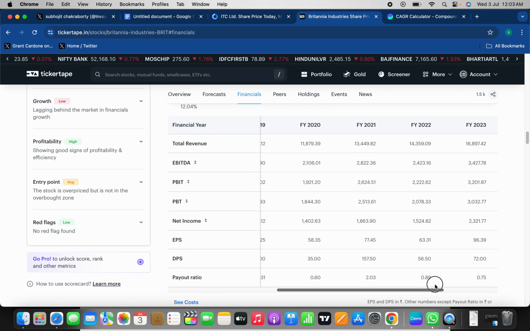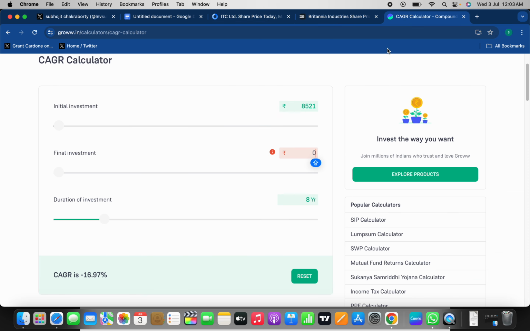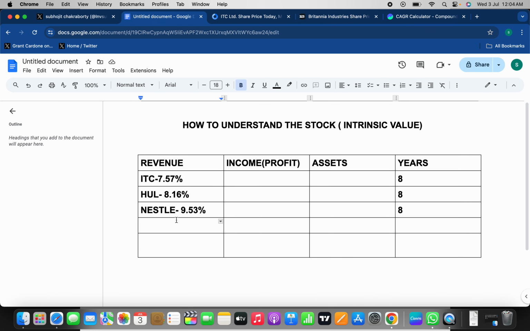Next, 16,897. So 16,897 in 8 years, how much is it? 8.93%, correct? 8.93%. This is Britannia. 8.93%. Meaning every year Britannia has grown itself by 8.93%.